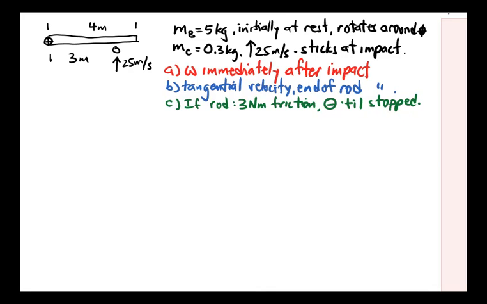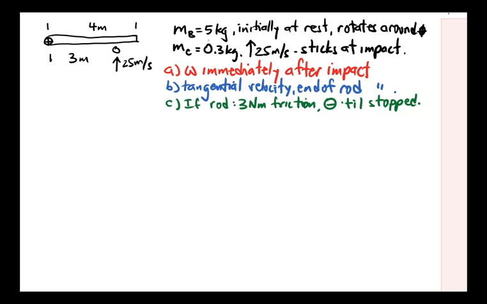Hey physicists, let's take a look at this problem, which will help highlight the differences between gravitational mass, inertial mass, and rotational inertia. So I have this rod here. It's attached to a pin, and it's free to rotate around the pin. We'll assume that this is an overhead view, and it's on some type of frictionless surface.